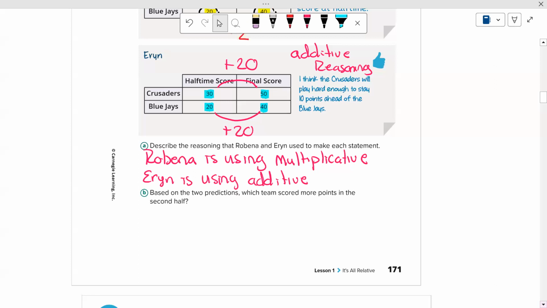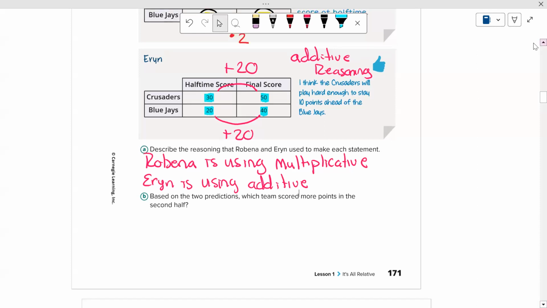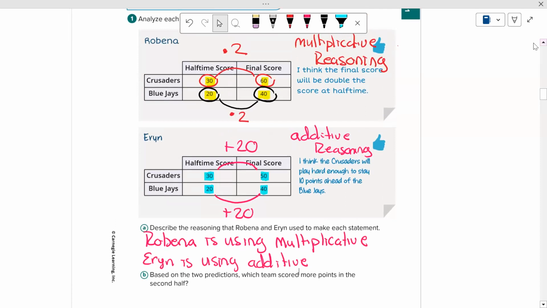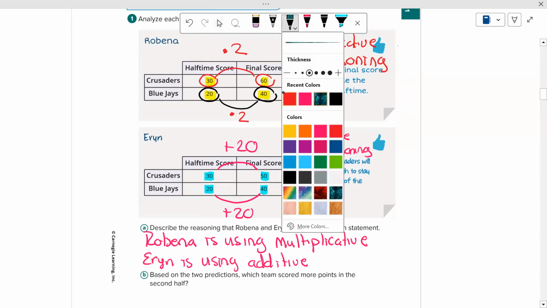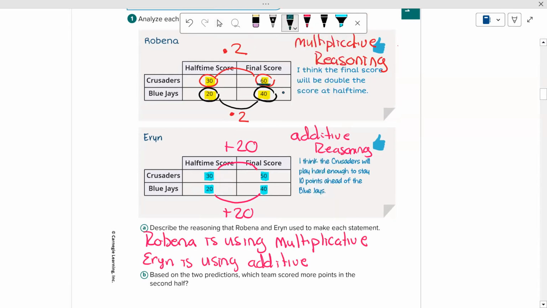Based on the two predictions, which team scored more points in the second half? Well, if we look at these, let's pull it up. For Robania, the final score was 60. Let me change colors. I like to use this cool blue. The score was 60 for the Crusaders and the Blue Jays was 40. For Erwin, the final score was 50 and the Blue Jays was 40. So clearly Robania, or Robena. I can't even pronounce her name, y'all. I ain't gonna lie to you.